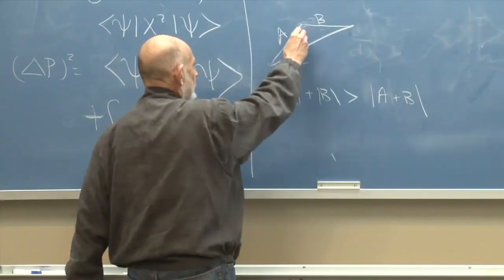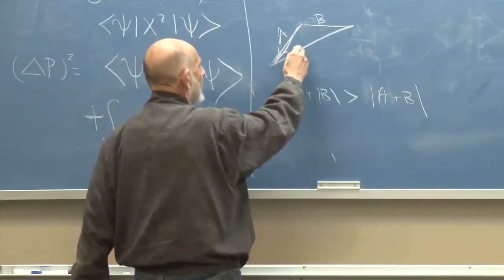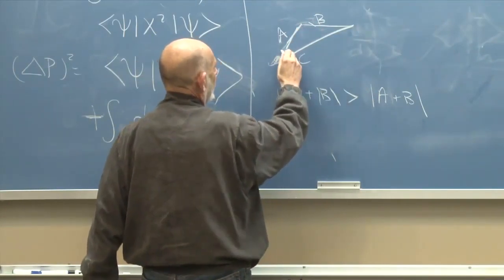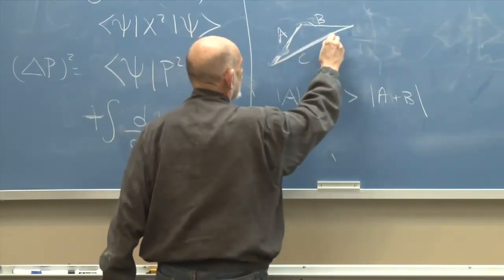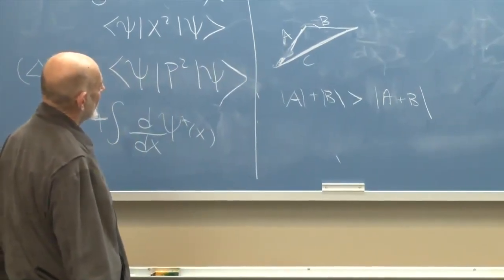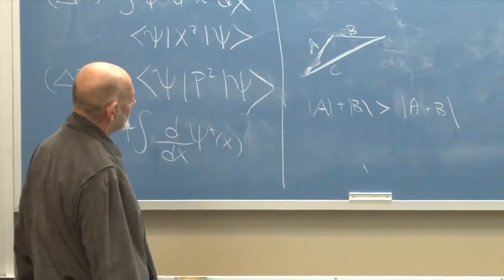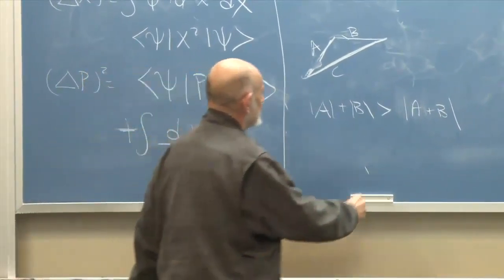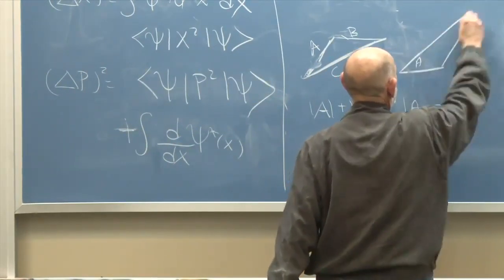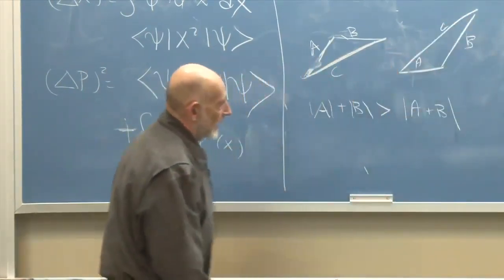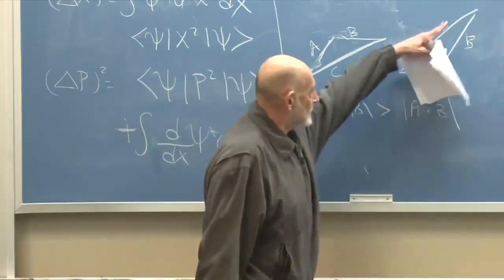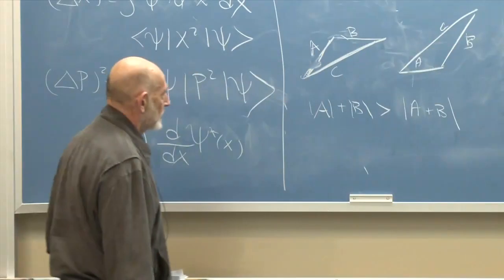If these are vectors, think of these as vectors. Here's a vector A, here's a vector, well, let's put it this way. C is not A plus B, is it? It's A minus B in this case, right? I think I want to think of it this way. A, B, C. Okay, it's still a triangle. A plus B is bigger than C, which is the same as saying it's bigger than A plus B.